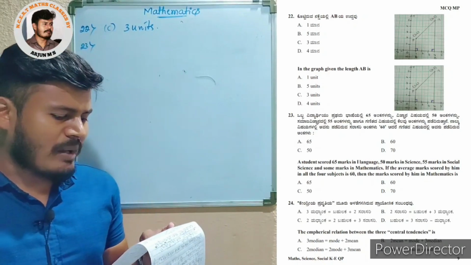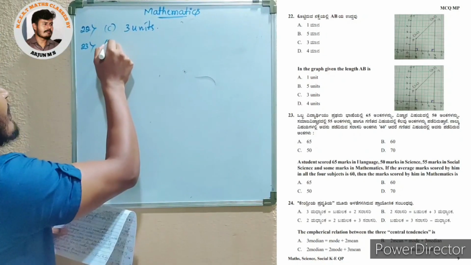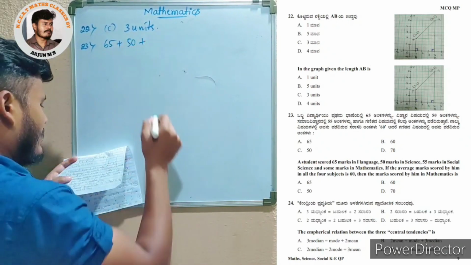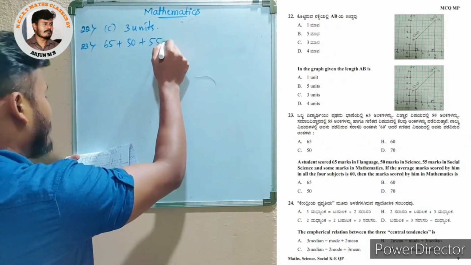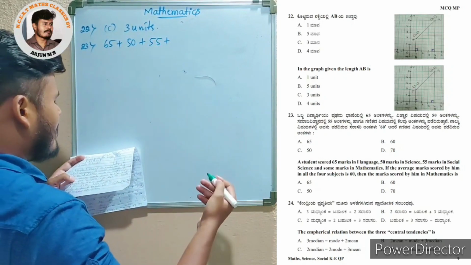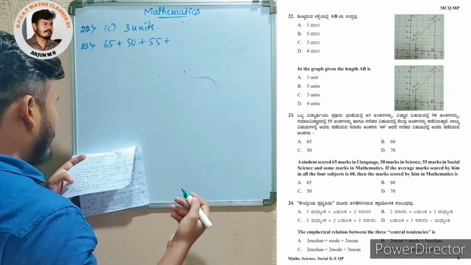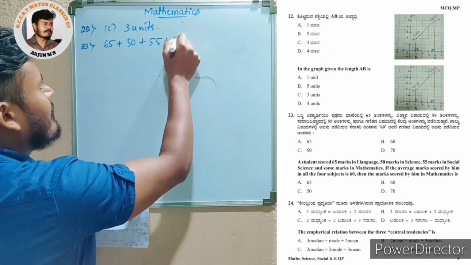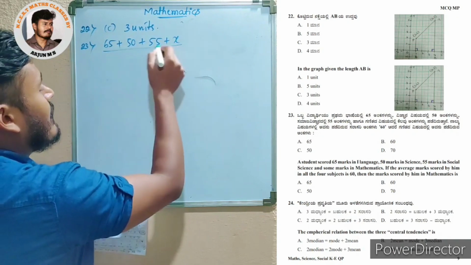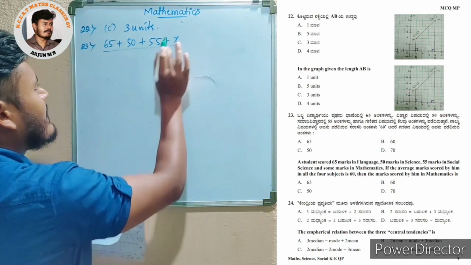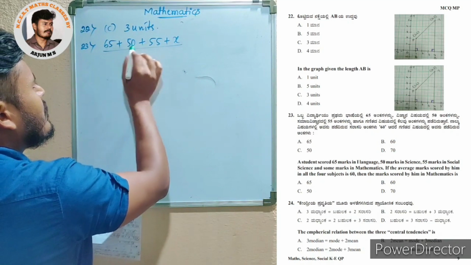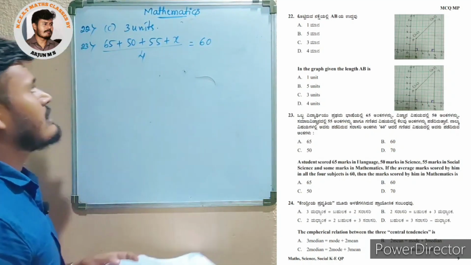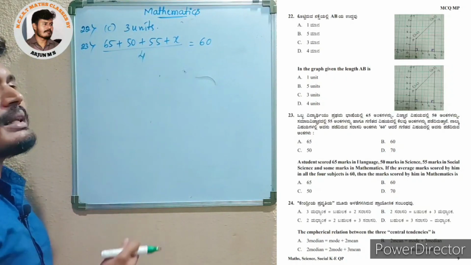Then the 23rd question. A student scored 65 marks in first language, 50 marks in science, 55 marks in social science, and some marks in maths. If the average marks scored by him in all the 4 subjects is 60, we don't know the marks obtained in maths, so just take it as X. There are 4 subjects in total, and the average is 60. So what is the sum of these 3 numbers?